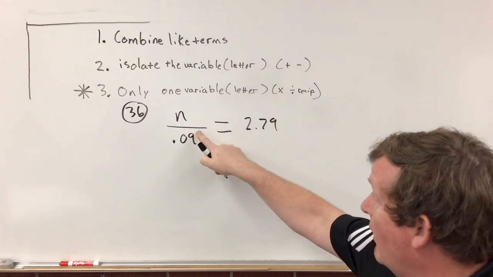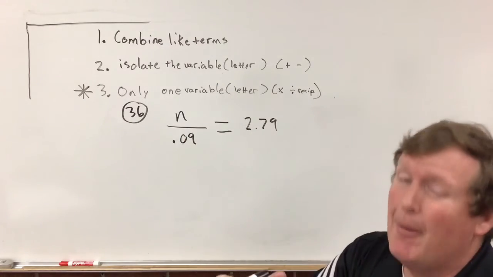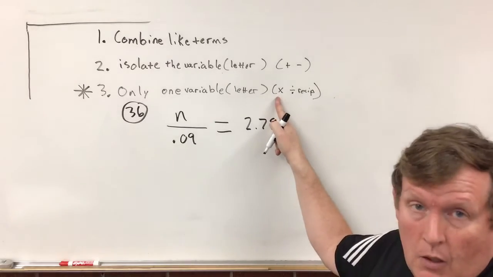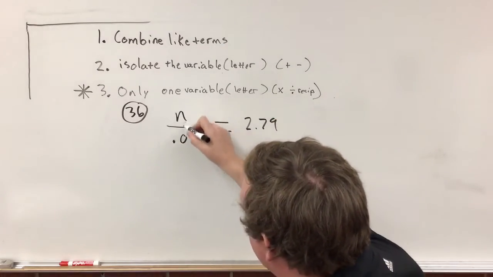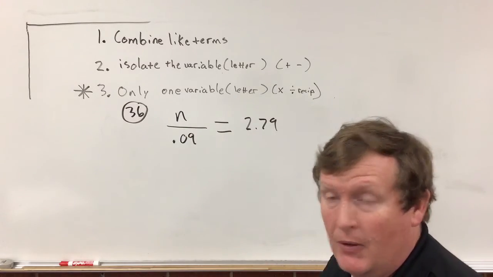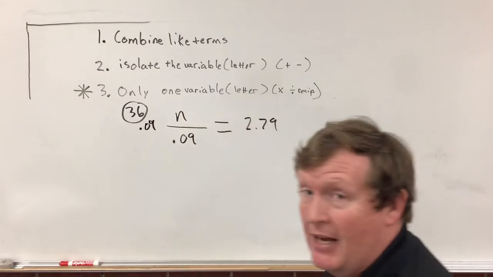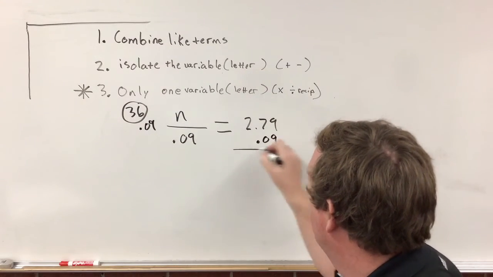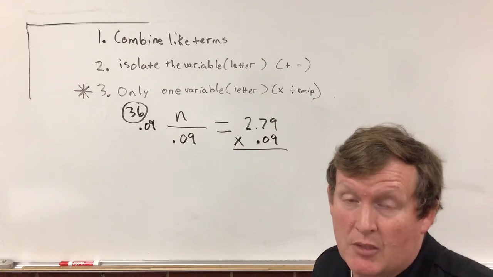This one's different, right? We already have a divide line. That means that we're dividing here. The opposite is multiply. So we're going to multiply by the number that's dividing into the variable. That is multiplying by 0.09. 0.09. Now, we have to remember our multiplication rules with decimals.